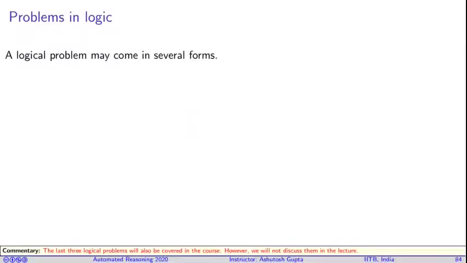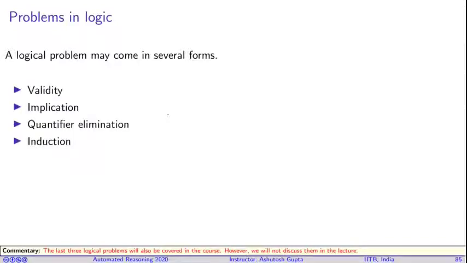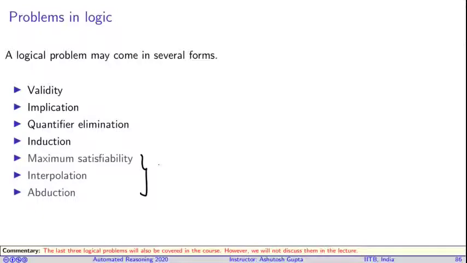A typical logical problem can come in several forms. For example, it can come in the form of the question of validity. It can come in the form of implication. It may also come from quantifier elimination, which will become clear in a few slides. Sometimes satisfiability cannot be solved as the problem comes along. You need to use the induction method, and we will also show you what the induction method is. In this course, we will also cover these 3 more problems, but in this introduction, we are not going to go over them. Okay, let's look at these 4 problems.